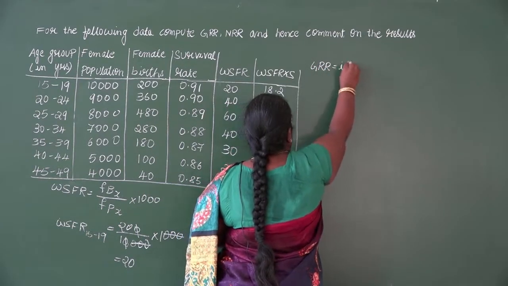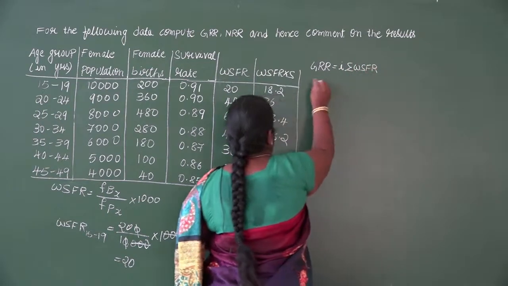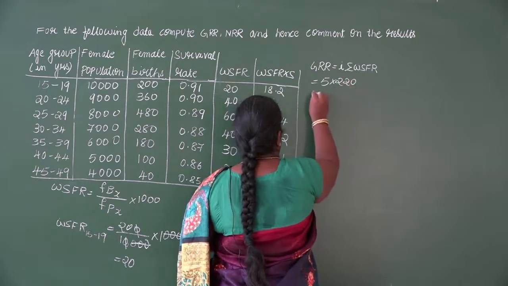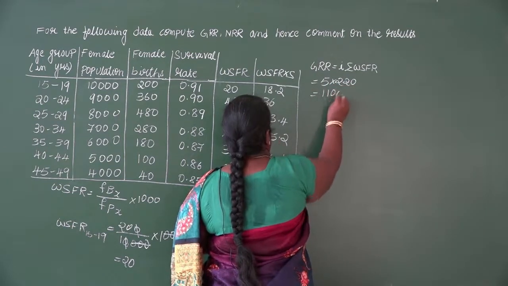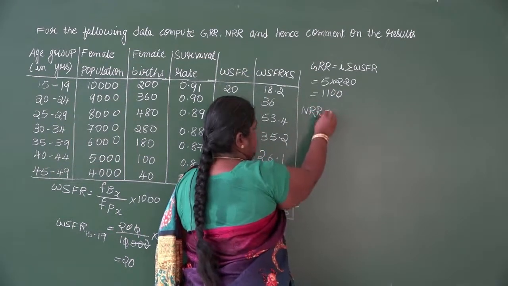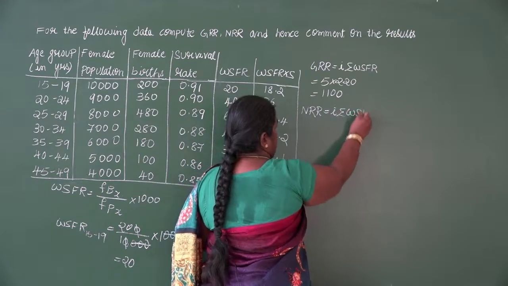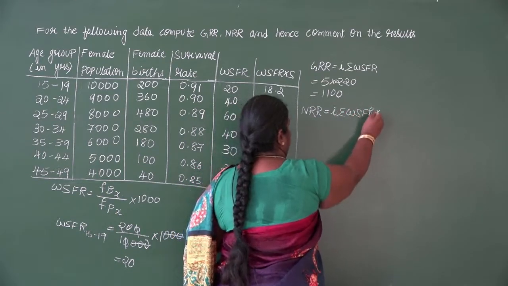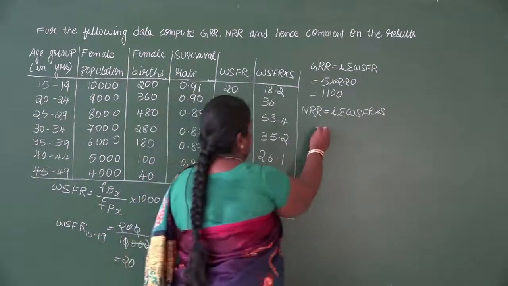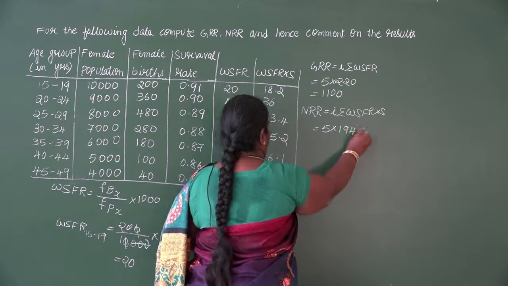GRR is I sigma WSFR. So I value is 5. 5 into 220, it is 1100. Then NRR formula is I sigma WSFR into S. So I value is 5. So 5 into 194.6.